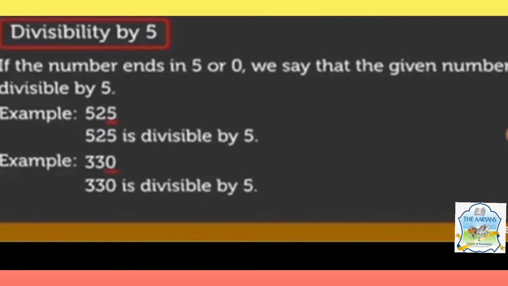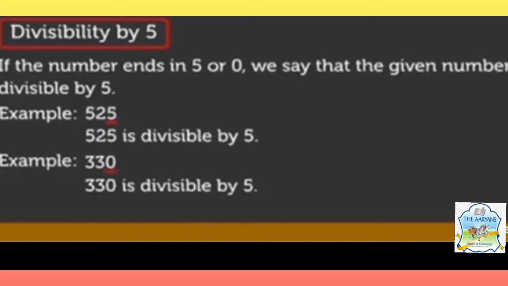Next comes divisibility by 5. If the number ends in 5 or 0, we say that the given number is divisible by 5. If any number's one's place is 0 or 5, or we can say if it ends with 0 or 5, we can say that the number is divisible by 5.